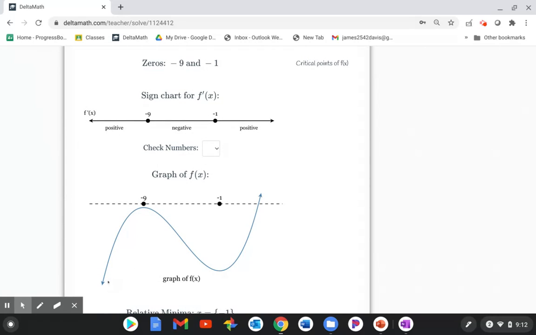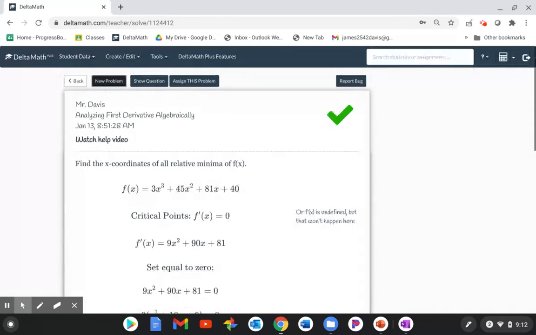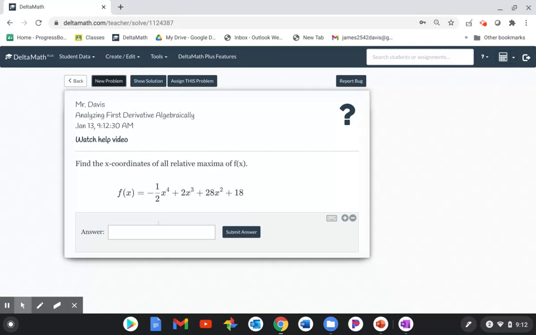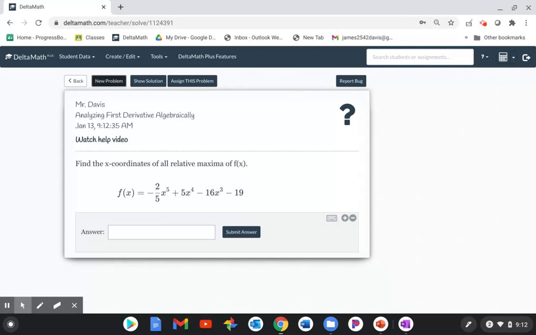So you can see we're increasing because the derivative is positive. At negative 9, it switches to a negative derivative, which implies the function is decreasing. And then at positive 1, the function starts increasing again, which is a positive derivative. Right. So let's go ahead and do another one or two of these. Let's go ahead and do this relative maxima.